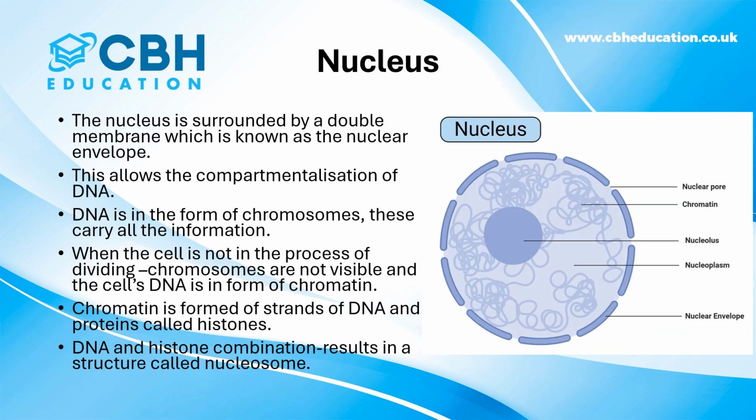So the nucleus is basically referred to as the genetic powerhouse of the cell. And one of the things is that the nucleus contains a double membrane, which is referred to as the nuclear envelope. It allows the compartmentalization of DNA. Now, DNA is found in the form of chromosomes, and this consists of all the genetic information. So when a cell is not dividing, chromosomes are not visible, and DNA exists in the form of chromatin. Chromatin is formed of strands of DNA and proteins called histones, and the DNA and histone combination results in a structure called a nucleosome. And on the right-hand side, you can see what the structure of the nucleus looks like.